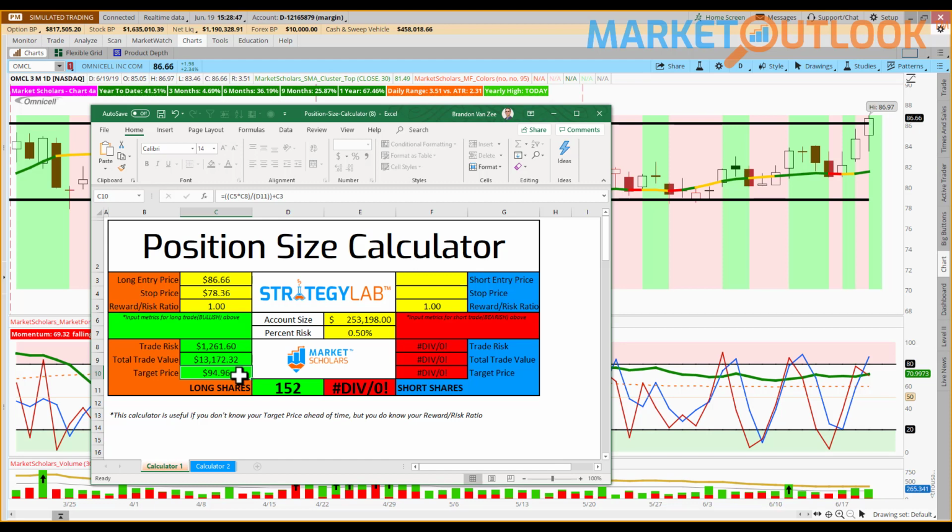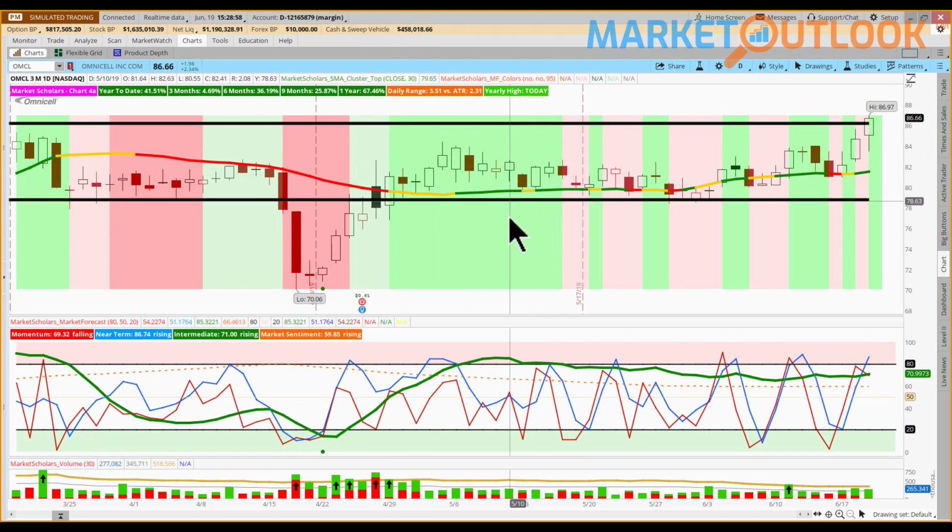Now remember, this is not going to happen here in the next week or anything like that in all likelihood. This is something that would have to be carved out over a few months potentially, just like we were stuck in this prior channel for the last few months. So let's go ahead and place that trade.